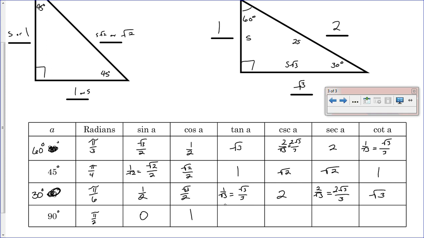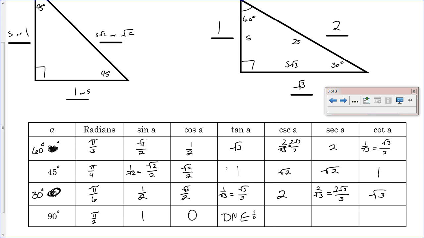Now remember, the tangent is sine over cosine. So the tangent of 90, okay, I got those backwards. The sine is 1, sorry. It's late. So the tangent is sine over cosine, so this does not exist. Because you can't divide by 0, it would be 1 over 0, which does not exist.